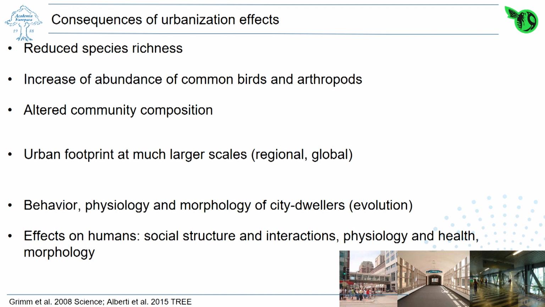But we also should keep in mind that the urban footprint goes much beyond, at a much larger scale. Just think of what kind of food you eat, where the food is coming from. And it also means, as emphasized by Veronika, changes in behavior, physiology, morphology of city dwellers, and it also affects us as humans, so our social structure, physiology, health, and even morphology is changed.